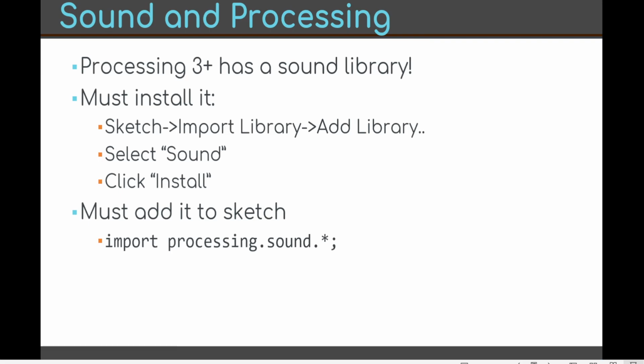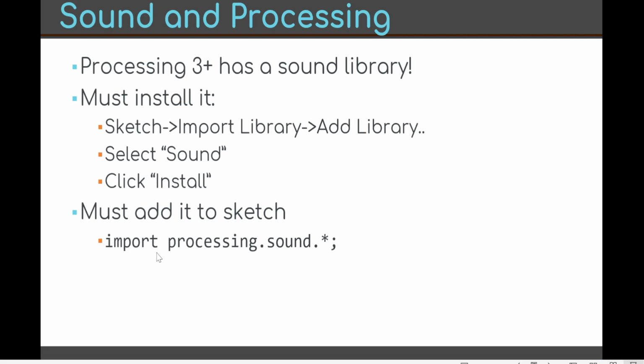The sound library is easy to install and use. Sketch, import library, add library, select the sound, click install, wait a bit, you're good to go. Now there's this code library hanging around that does sound for you, but you need to tell your sketch that you want to use it. So at the very top of your sketch file, you want to put this.